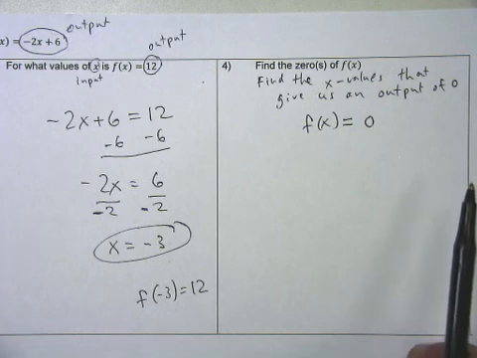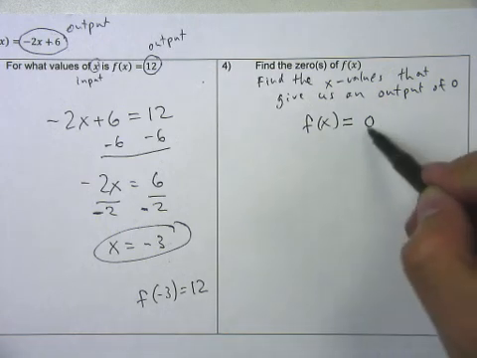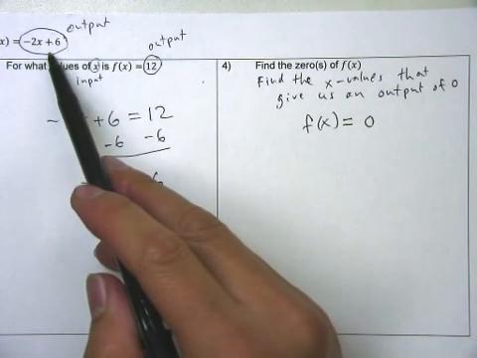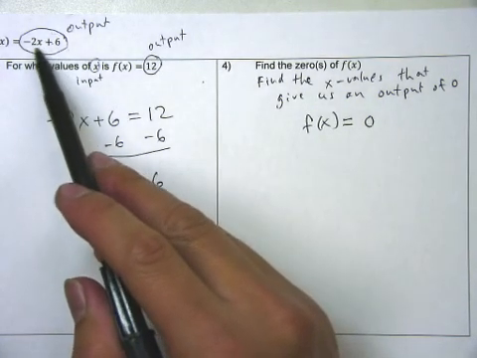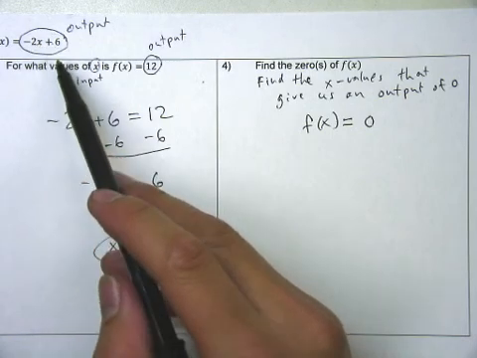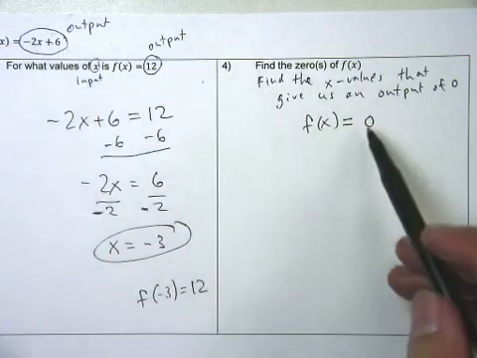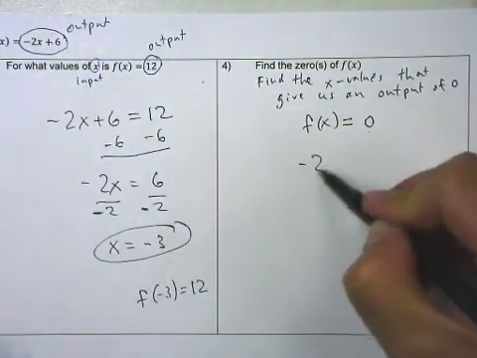Let's see if you did it. We're saying that 0 is our output, and remember our definition of our function? It said the output would always be negative 2x plus 6. So we're basically trying to see when would the output, negative 2x plus 6, be equal to 0.